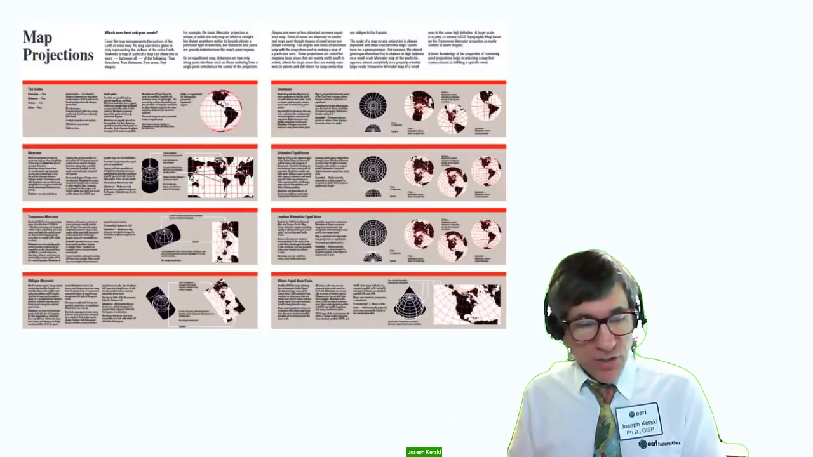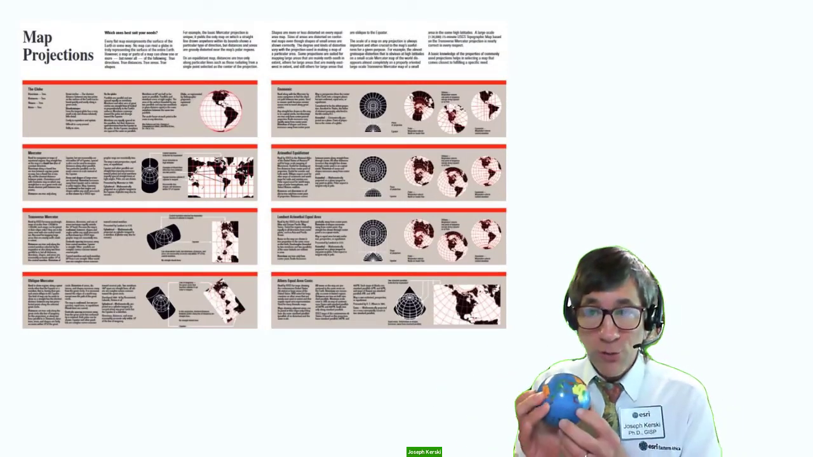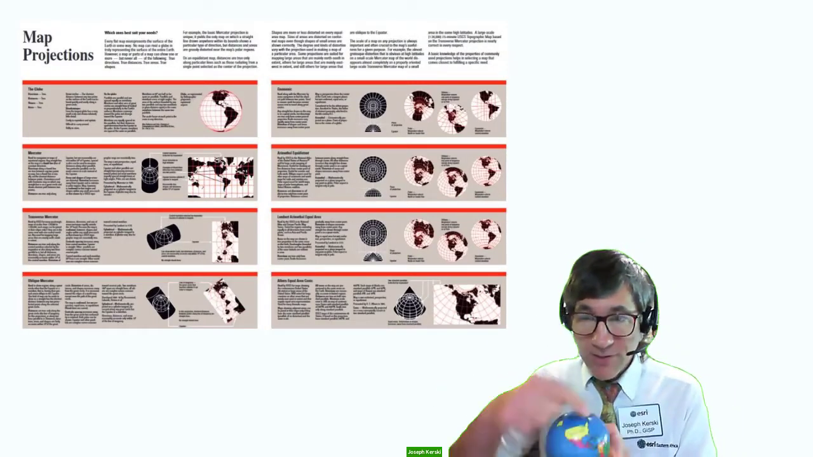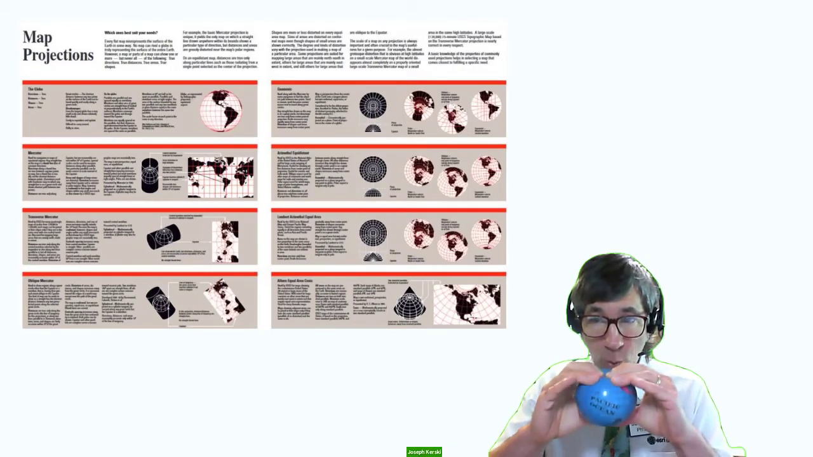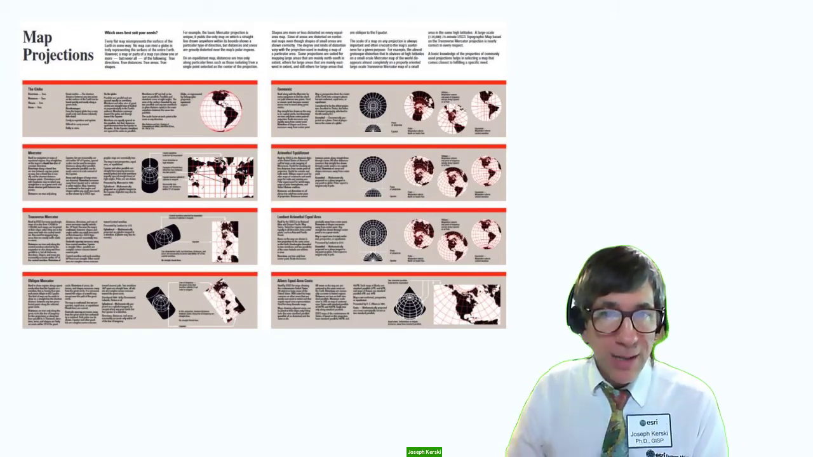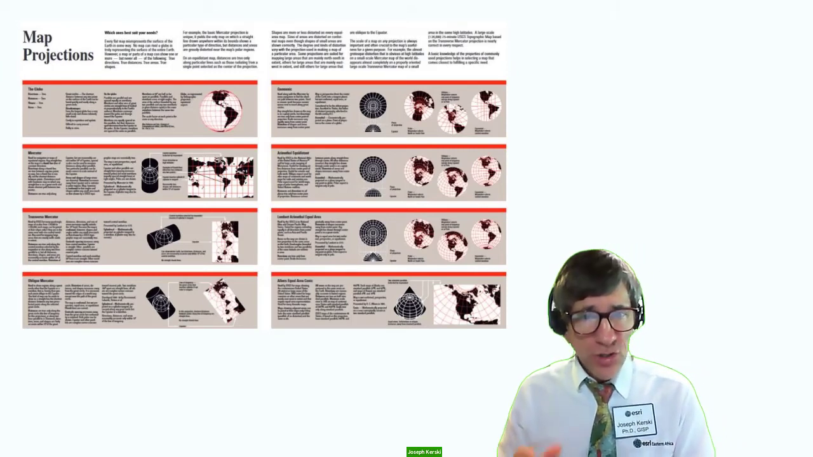We'll talk about map projections. How do we represent this three-dimensional Earth, this oblate spheroid? It's a little wider around the equator than it is around the pole, so it's a little bit squashed this way. It's not a perfect sphere. How do we represent that in mapping and GIS?